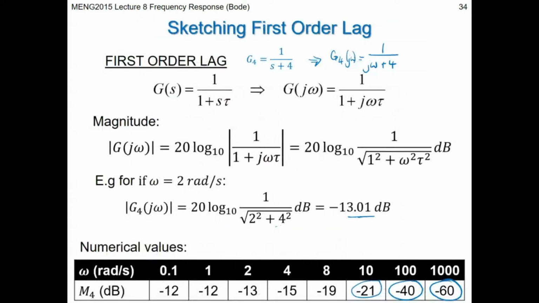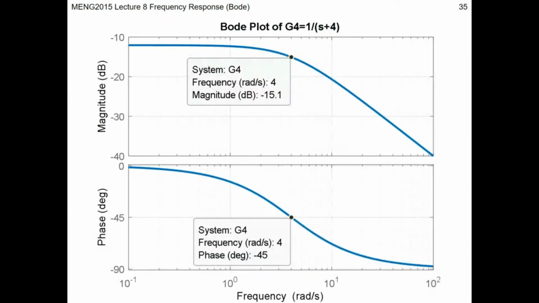So you can see that a first order lag doesn't behave quite like a pure integrator, but when you get to higher frequencies, it does seem to behave like a pure integrator.